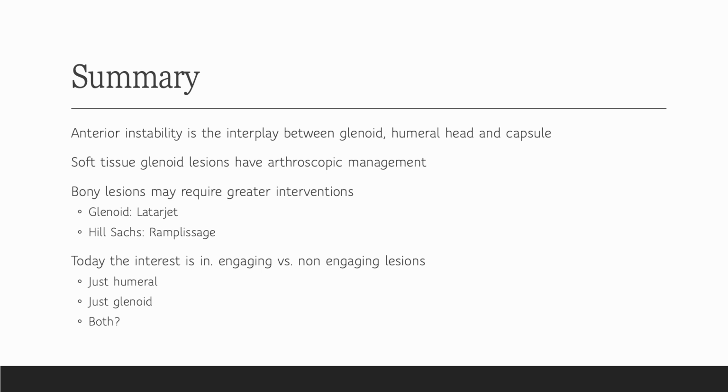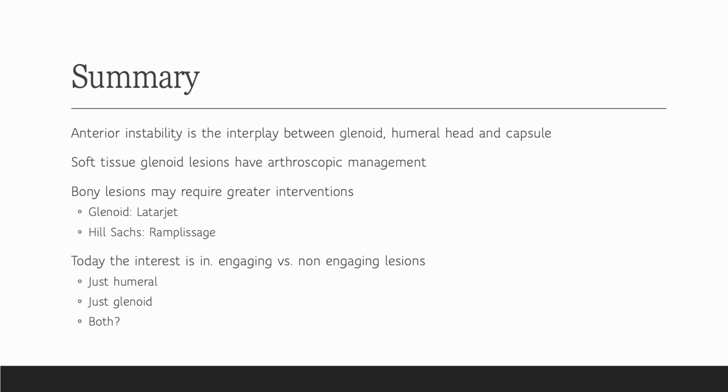So in summary, I've tried to explain to you that anterior instability is the interplay between the glenoid, the humeral head, and the capsule. Soft tissue glenoid lesions, that means your simple Bankart lesions, ALPSA, Perthes, GLAD lesions, these can undergo arthroscopic management. The moment there's bony involvement and there's bone loss, then you have to reinforce the bone and you do something called a Latarjet procedure. Anytime there's dislocation, you develop a Hill-Sachs lesion. If that Hill-Sachs lesion is very big, then you do a remplissage.